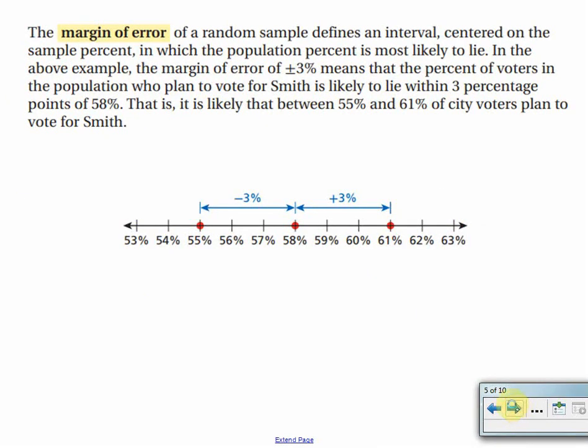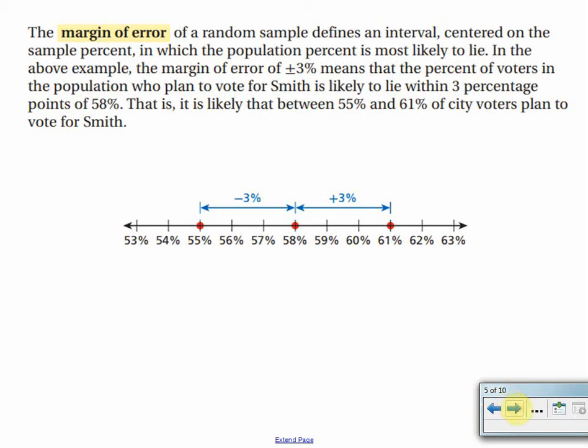Margin of error of a random sample defines an interval centered on a sample percent in which the population percent is most likely to lie. You hear about margin of error a lot when you're talking about polls and things like that. Usually in political polls, they'll give you the percent and then tell you there's a margin of error of 3%. So not every poll is 100% accurate because your population is sampled. They're giving themselves basically some wiggle room within the poll.